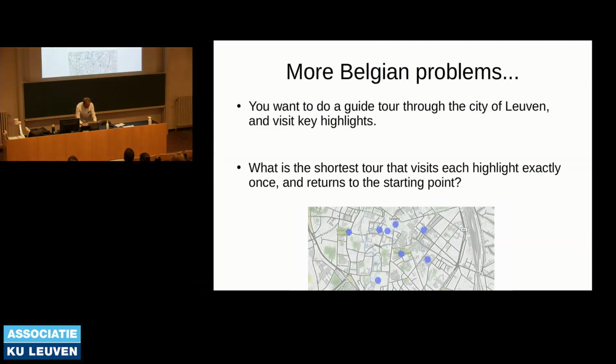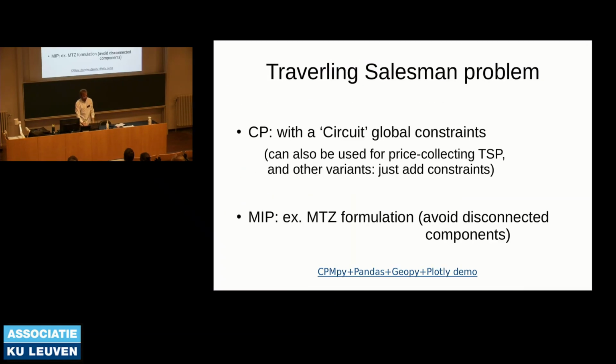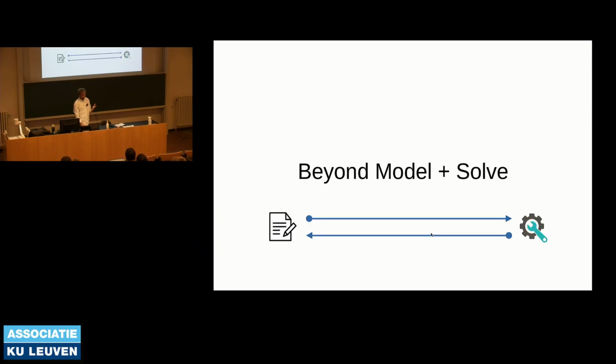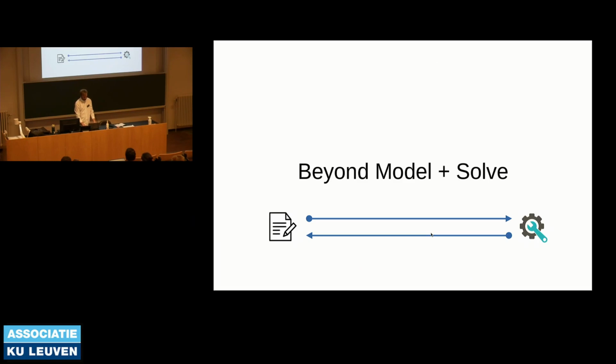Okay, so that was the Traveling Salesman problem. So in CP, we have this circuit global constraint. We also have a decomposition. If you're using a MIP solver, there are actually better encodings, MTZ, for example. The tricky part is to avoid the disconnected components, but okay. All right, and then I was going to show some more demos, job shop scheduling, and so forth, but I'm going to skip over that.